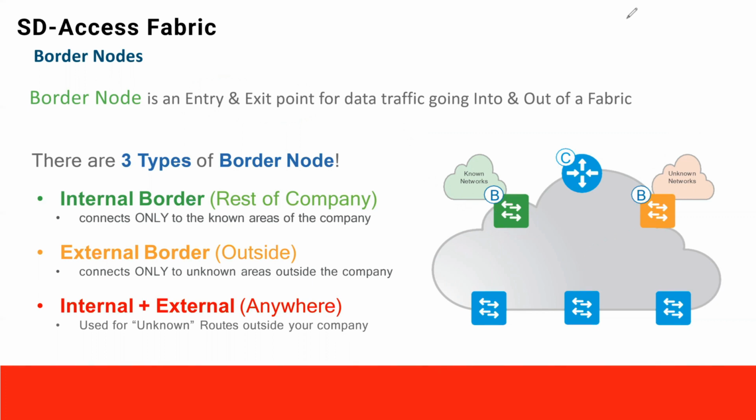Now there are three types of border nodes. One is the internal border, which will connect the rest of the company, which means the known networks like the data center or any other branch. It is also known as the known area or the known networks. The second type is the external border, which will connect the outside world, which is the internet, or it will have connectivity to the perimeter firewall, and then the firewall will take the traffic to the outside world. You can see the external border denoted by this orange.